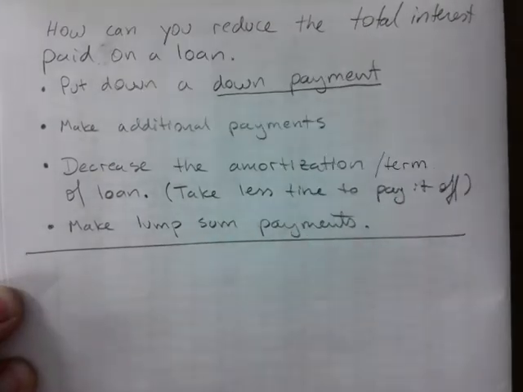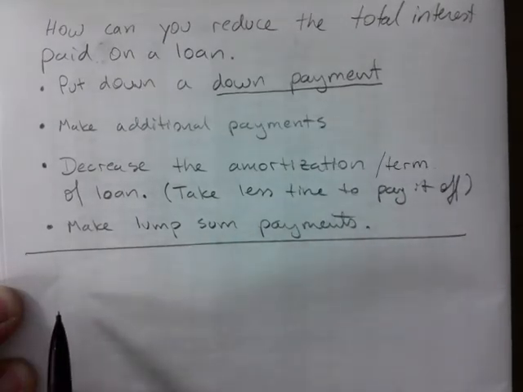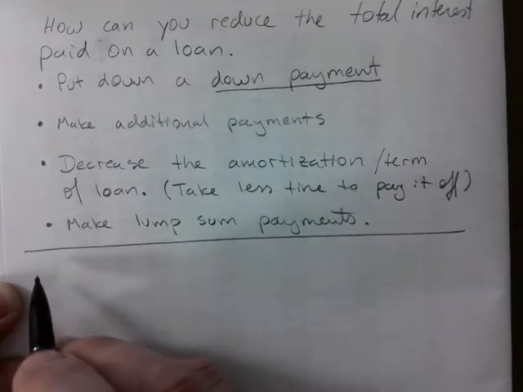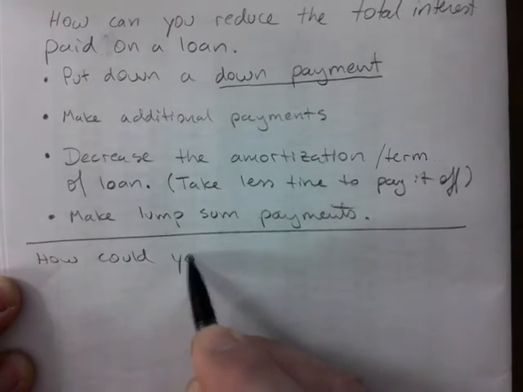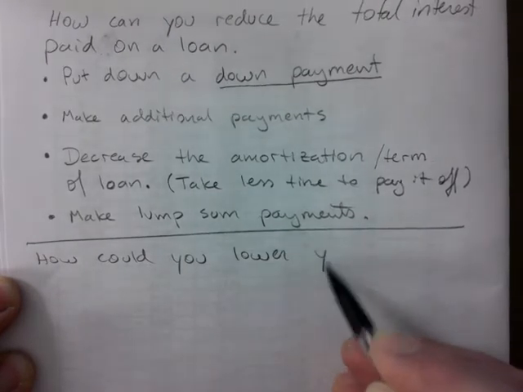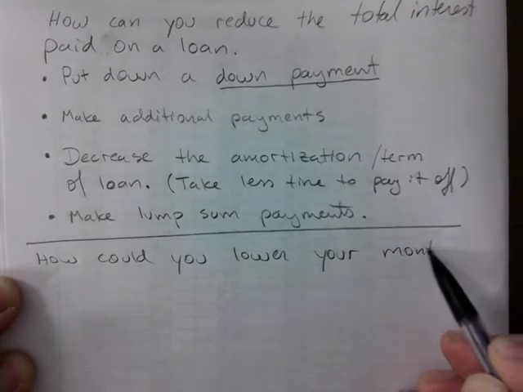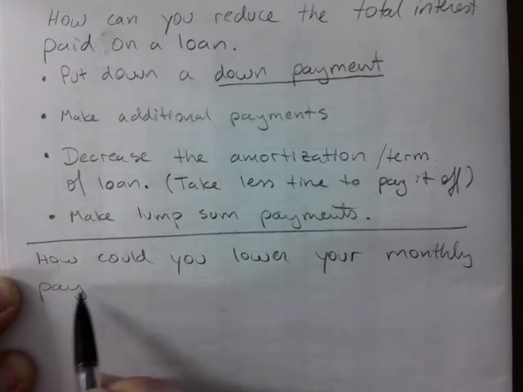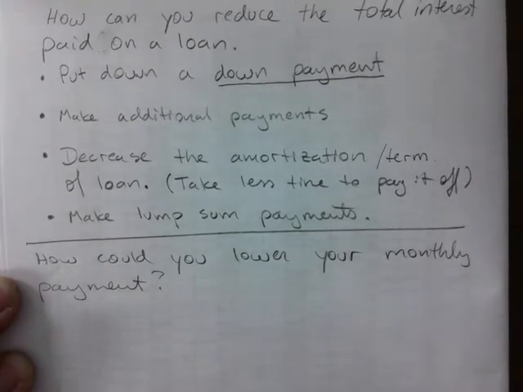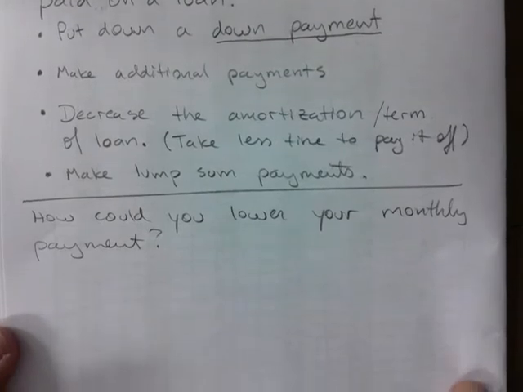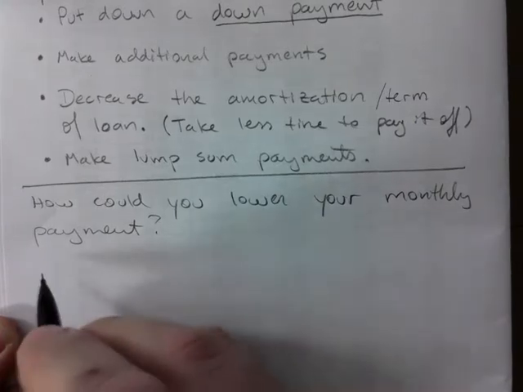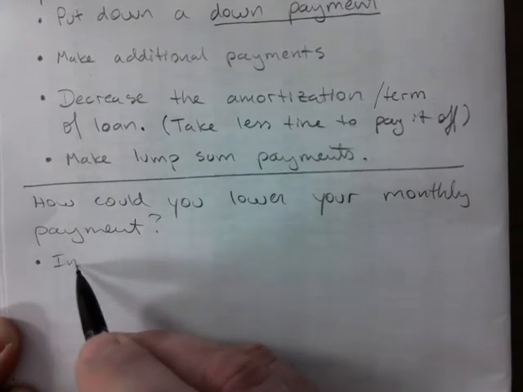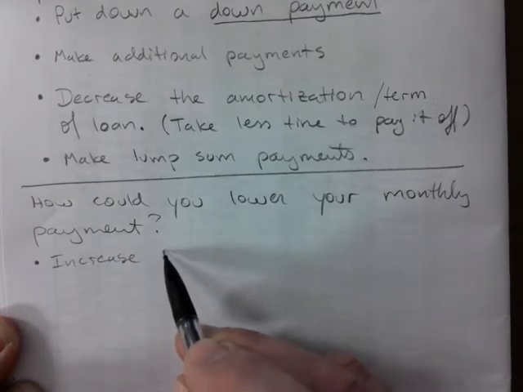And one more. So how can you reduce the total interest, right? And this other one is how could you lower your monthly payment? I'm going to just scroll up a bit. So this is talking about the actual payment, right? There's a lot of crossover between what we just talked about. You could increase the down payment.